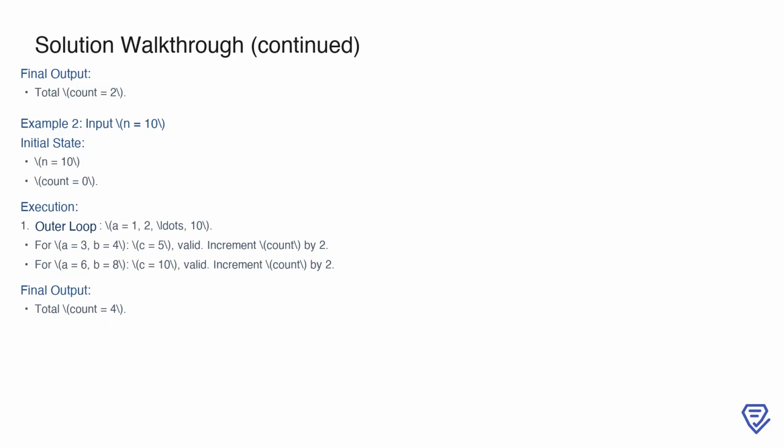For a = 3 and b = 4, we find that c = 5, which is valid, so we add 2 to count. Similarly, for a = 6 and b = 8, c = 10 is valid. We add another 2 to count, bringing the total to 4. At the end of the iteration, the total count of valid triplets for n = 10 is 4.